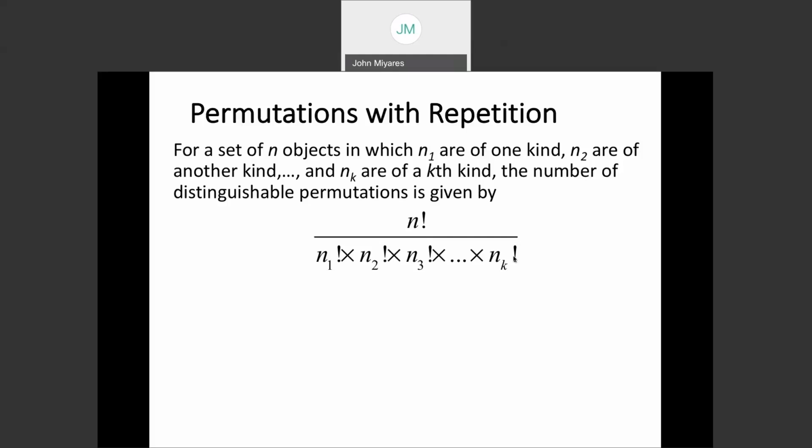So the technical definition involving permutations with repetition is given here. For a set of n objects in which n1 are of one kind, n2 are of another kind, and nk are of a kth kind, the number of distinguishable permutations, again, we're talking about unique rearrangements of those letters, is given by n factorial divided by n1 factorial, n2 factorial, n3 factorial, all the way up to nk factorial, where those values in the denominator represent the slots that are repeated.